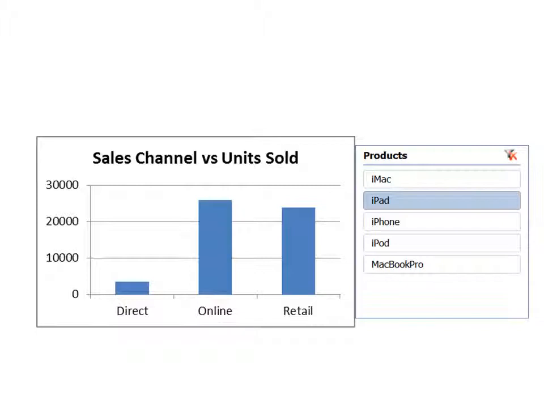I included the sales channel versus units sold graph with a slicer, and what this shows is on the slicer you can pick any of the 5 products. You can pick one of them, you can pick 2, you can pick as many as you want, and what will be shown on the graph will be how many was sold for each sales channel, which is direct, online, or retail. And this way it can show which way was the most popular way to sell the products.